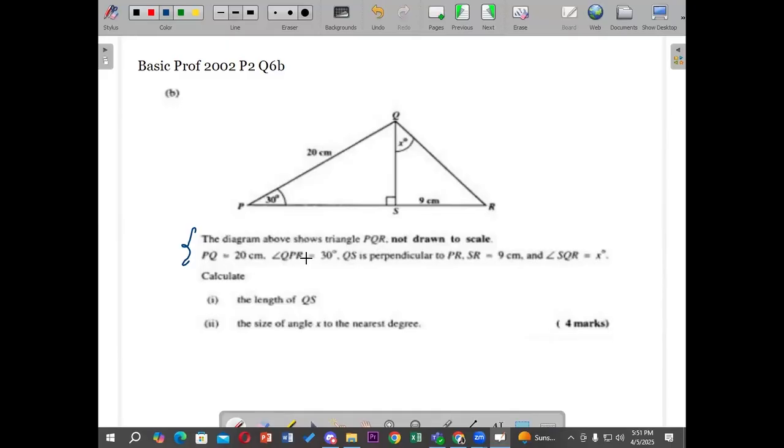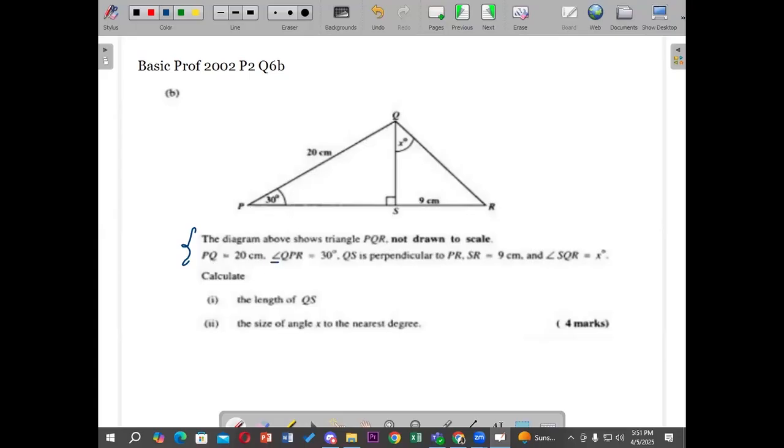The information says the diagram above shows triangle PQR, and they said not drawn to scale. So first of all, they're telling you that flat out because they know how triangles operate, and we'll get to that shortly. PQ is 20 centimeters.